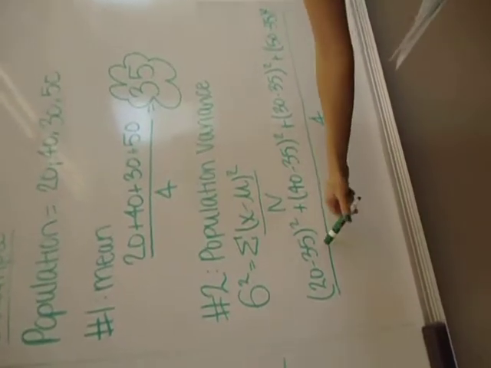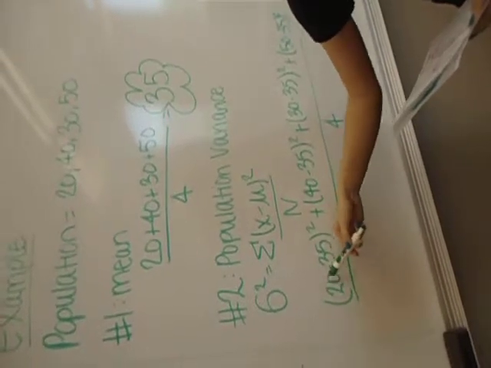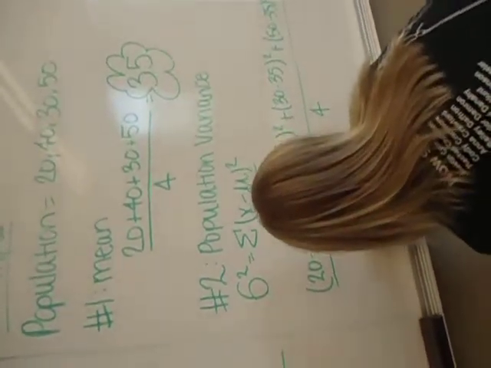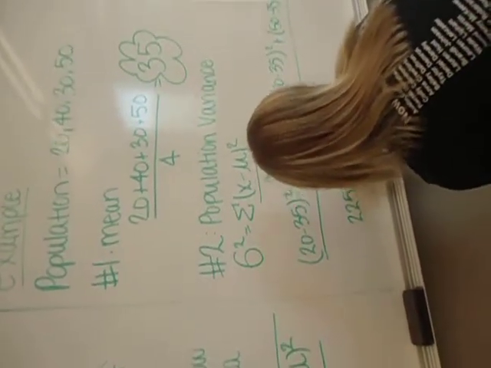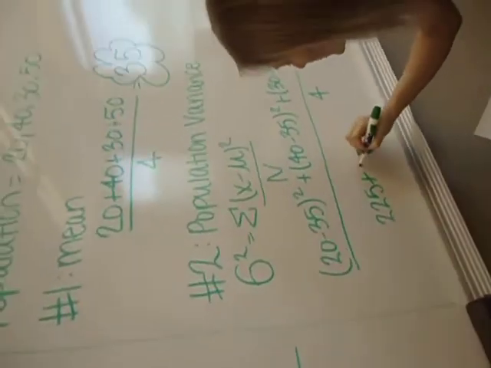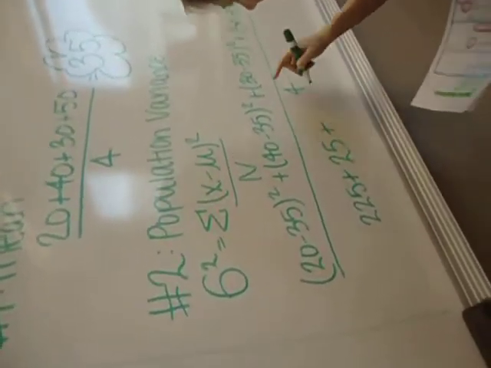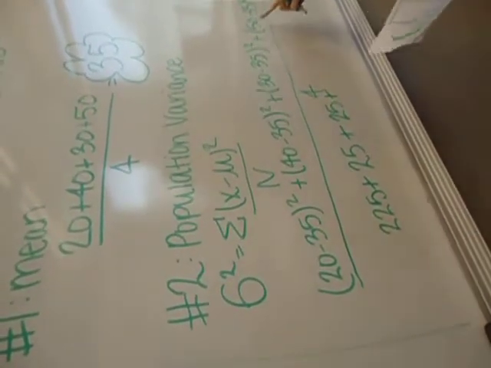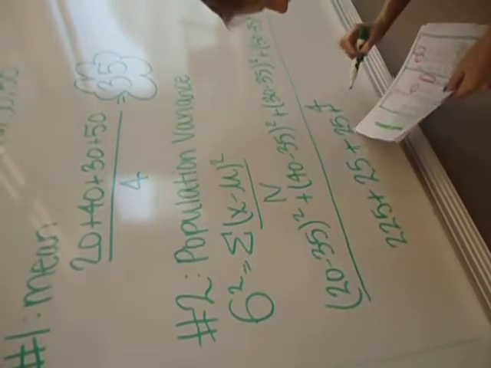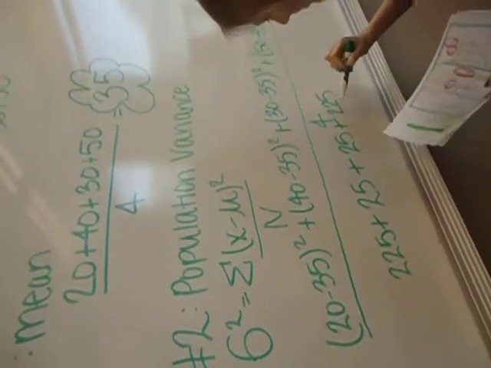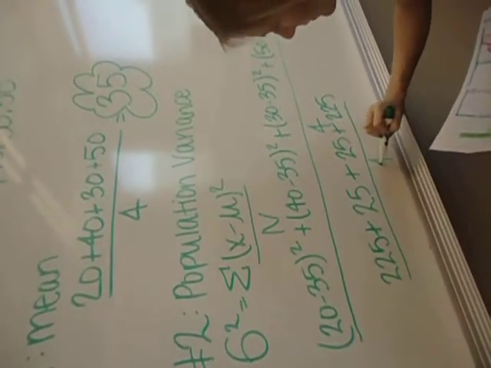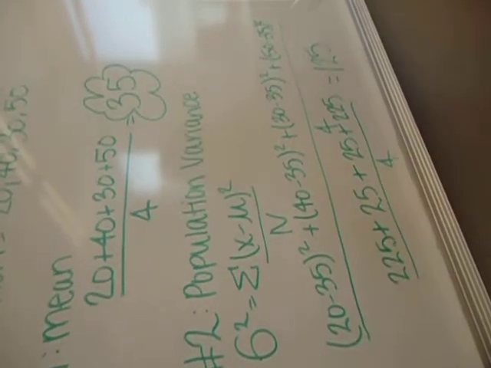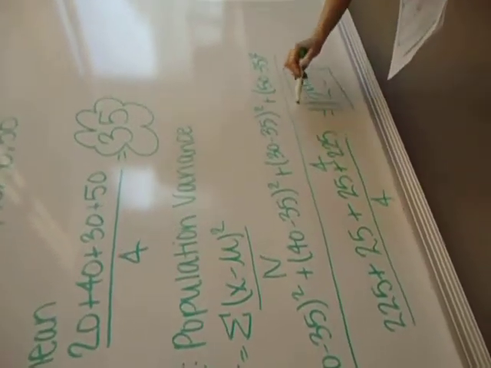So our next step is to subtract 20 from 35 and square it. And that number is 225. 40 minus 35 squared is 25. 30 minus 35 squared is 25. And 50 minus 35 squared is 225. And we are going to bring your 4 down, and that's all going to be divided by 4, and that gives your answer of 125. So this answer is your population variance.